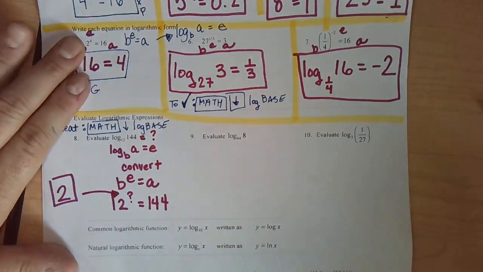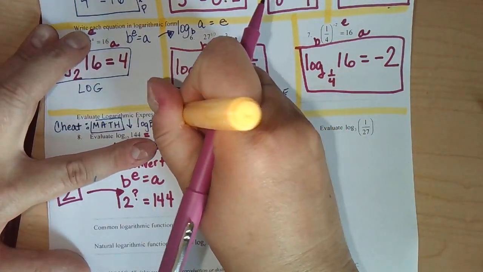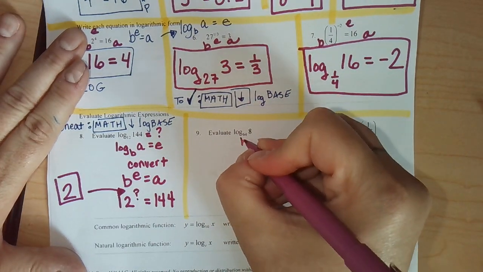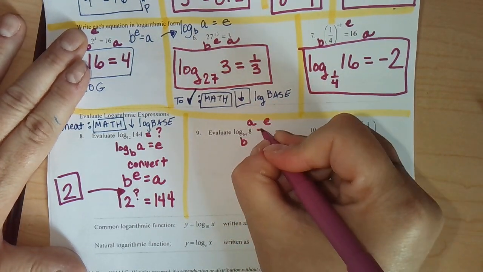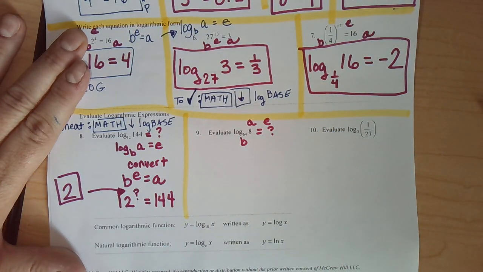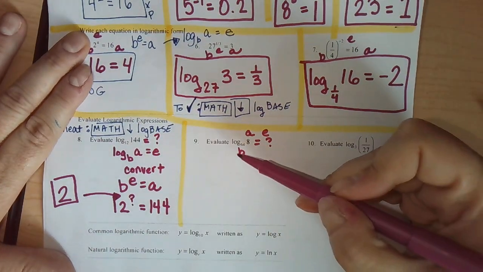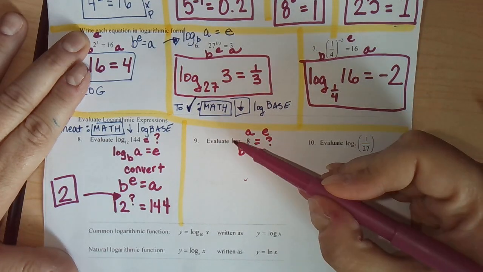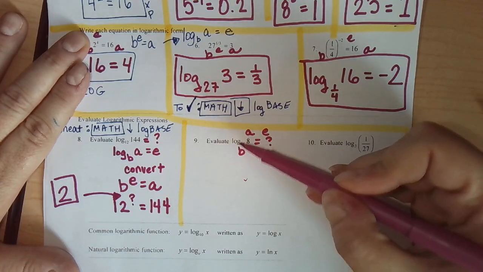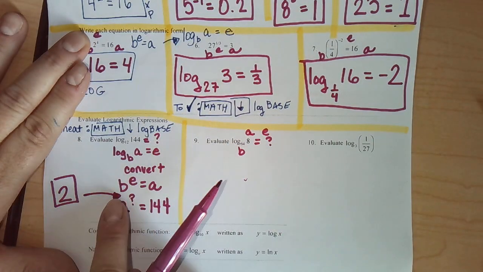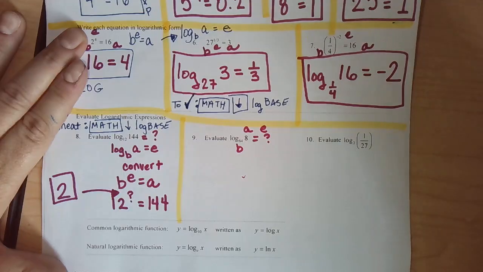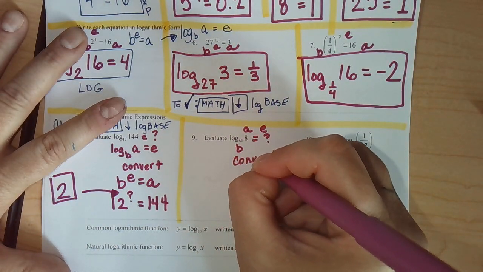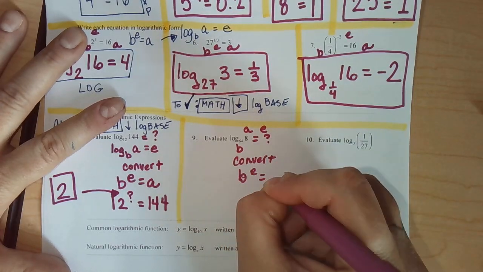Okay, let's try again. First, we're going to label it log base B. And it looks like the E is question mark. And again, I'm using log base B because it has a log on it. If there were not a log, I would be using B to the E equals A. Okay, so now let's convert to B to the E equals A.